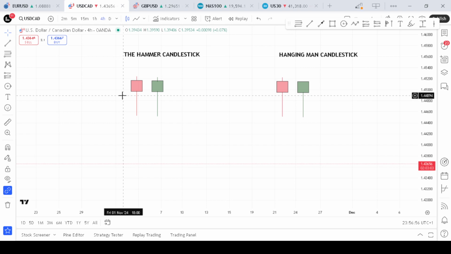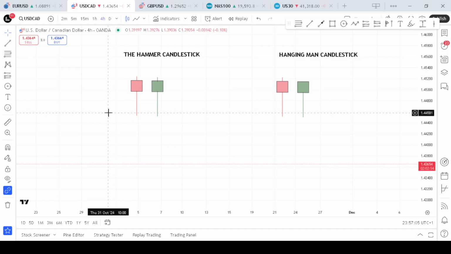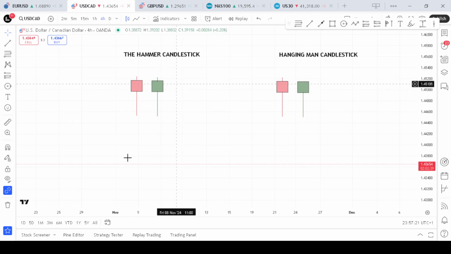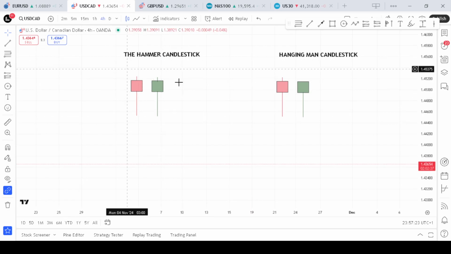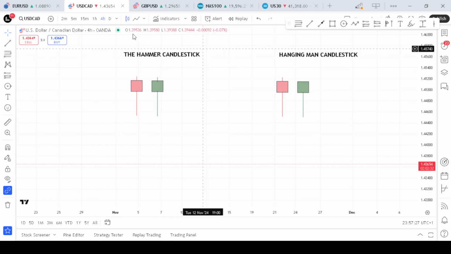This tug of war between buyers and sellers creates a small real body with a long lower shadow resembling a hammer. The key takeaway here is that the hammer pattern indicates that selling pressure is weakening and buyers are gaining control. However, as always, we need to confirm from the next candle to validate this reversal signal. This is all about the hammer, and in a short while we'll spot them on the charts.